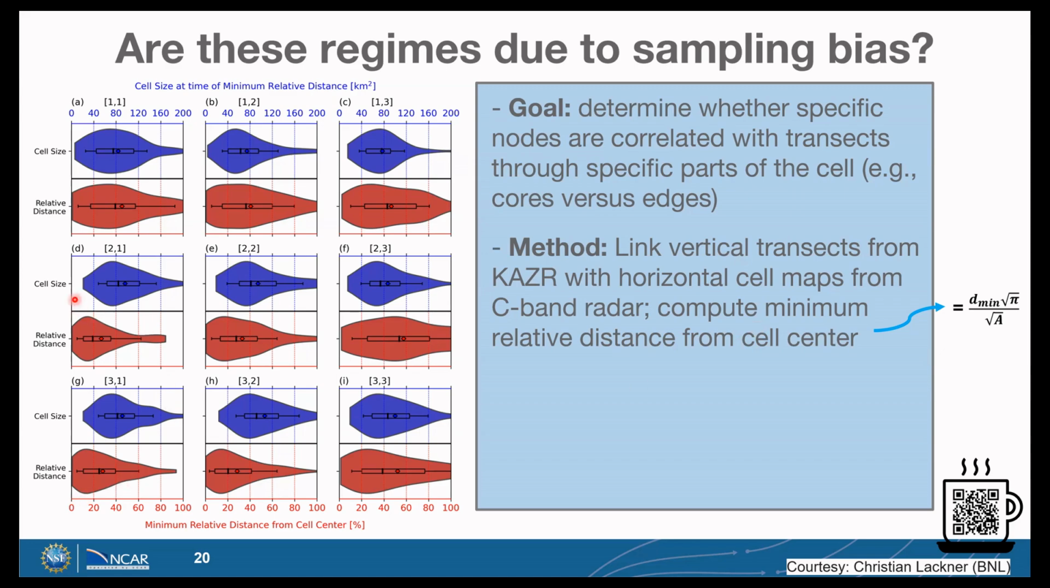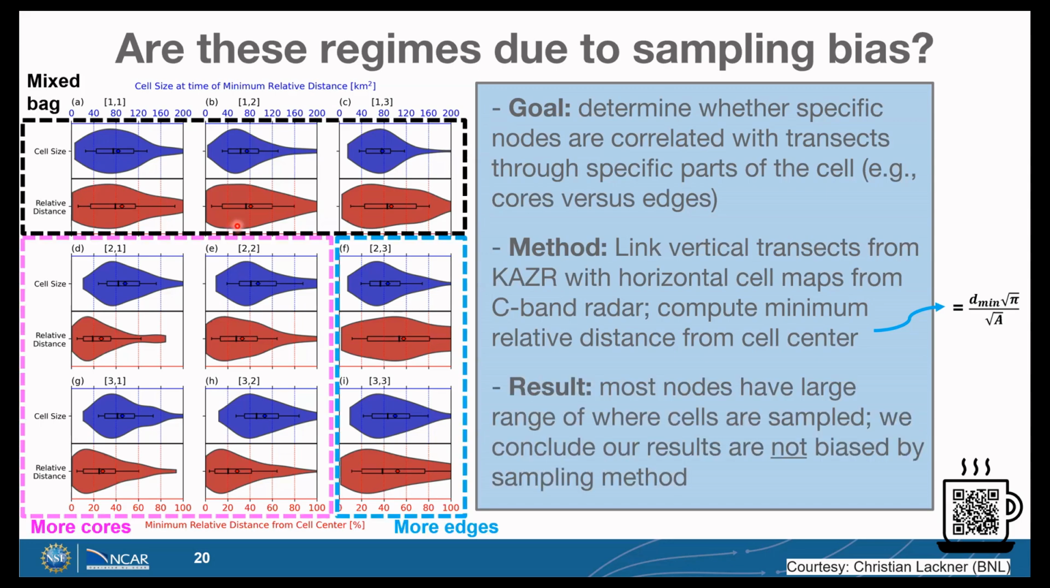That's shown in red. You could probably ignore the blue. That's just the cell size for each node. But the red is what matters. Values that are smaller would equate to hitting the cores more so, and values that are larger would equate to hitting the edges of the cells more so. In general, the nodes have a pretty good range of where the cells are sampled. Some of them are more in the core region, and some of them are more in the edge region, and some a mixed bag. But in general, none of them are really biased heavily. So we feel pretty confident that the methodology is robust, and it's not really biased by the sampling method here.